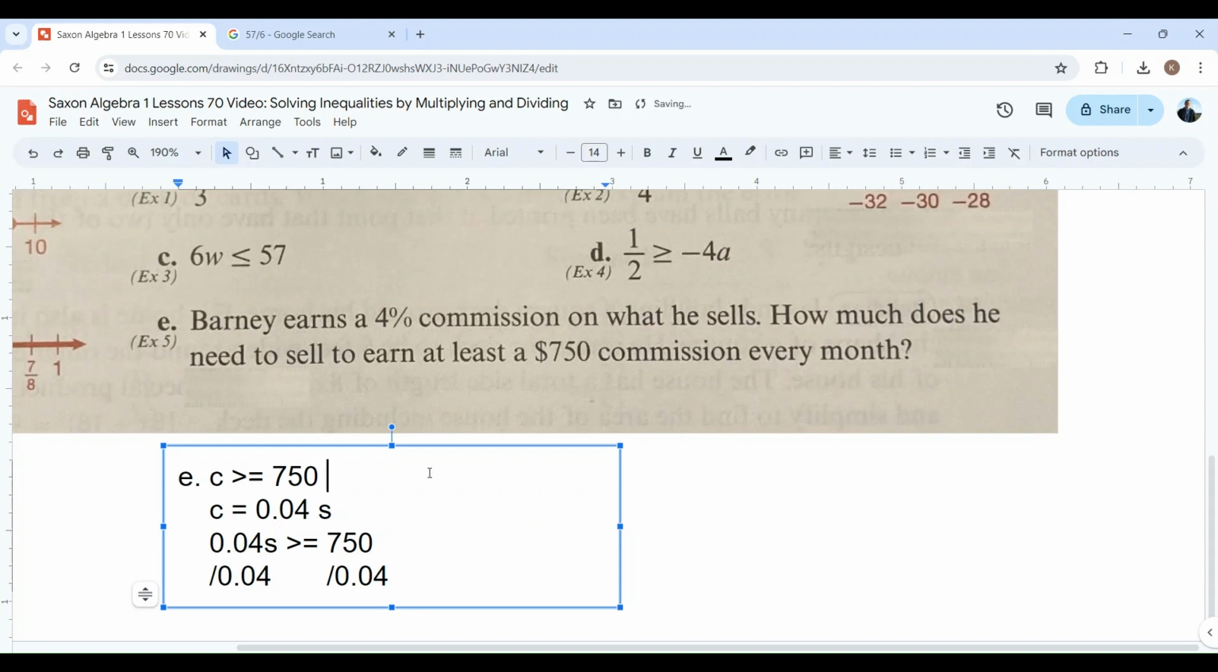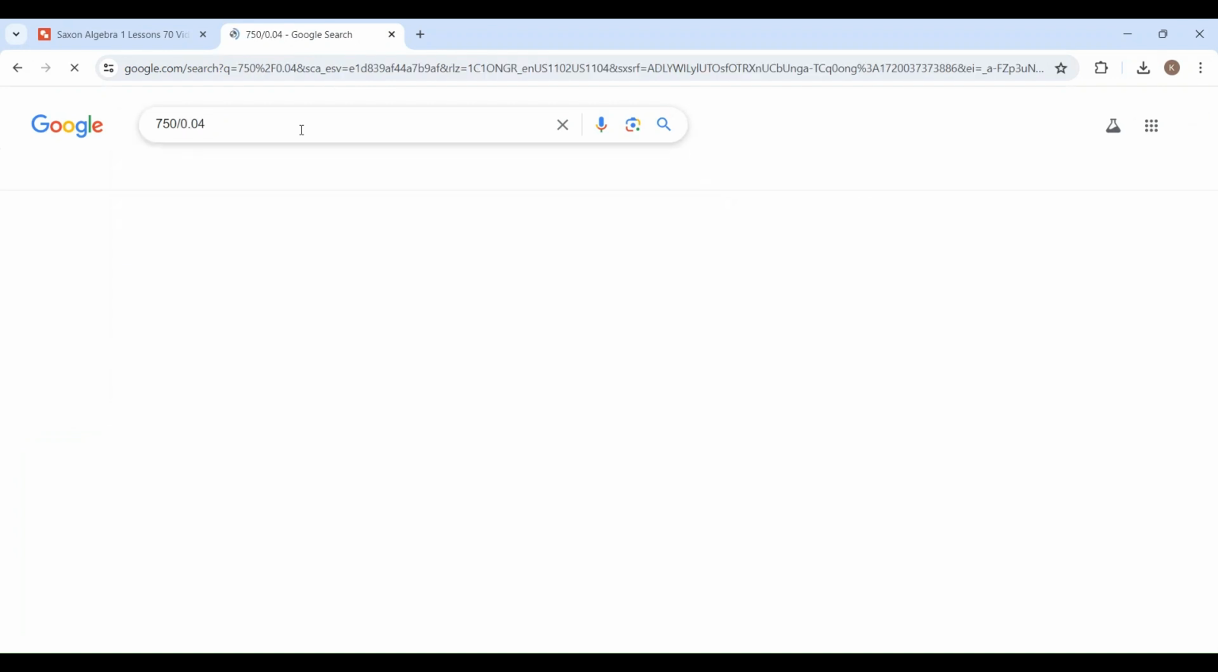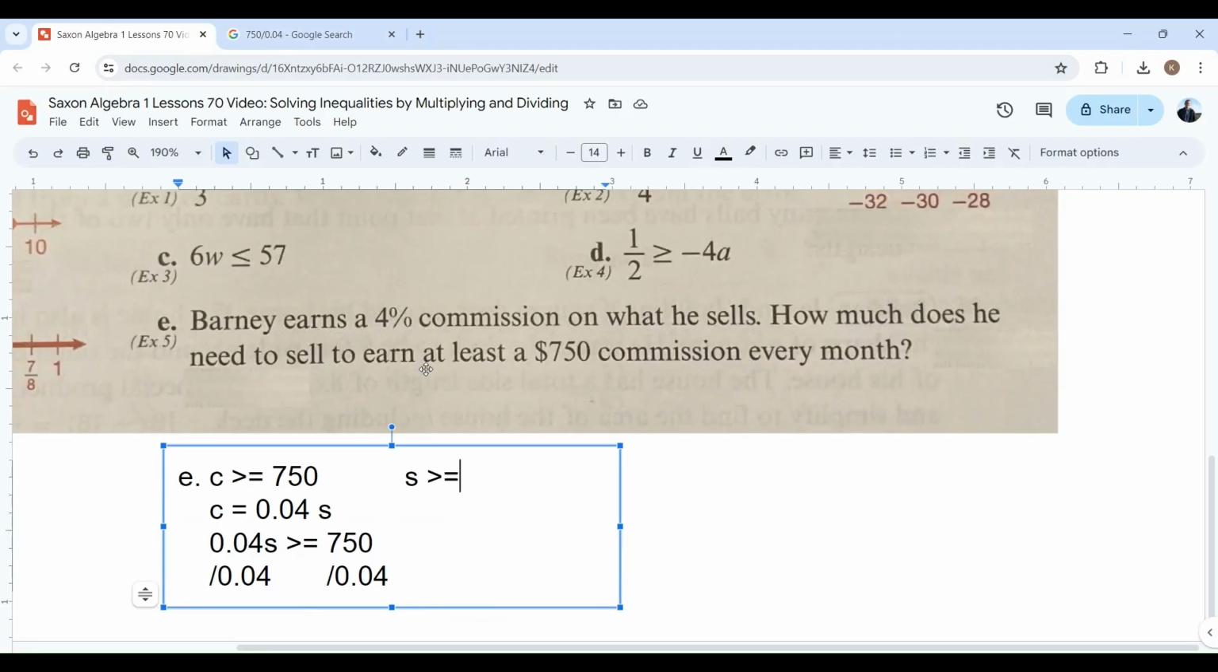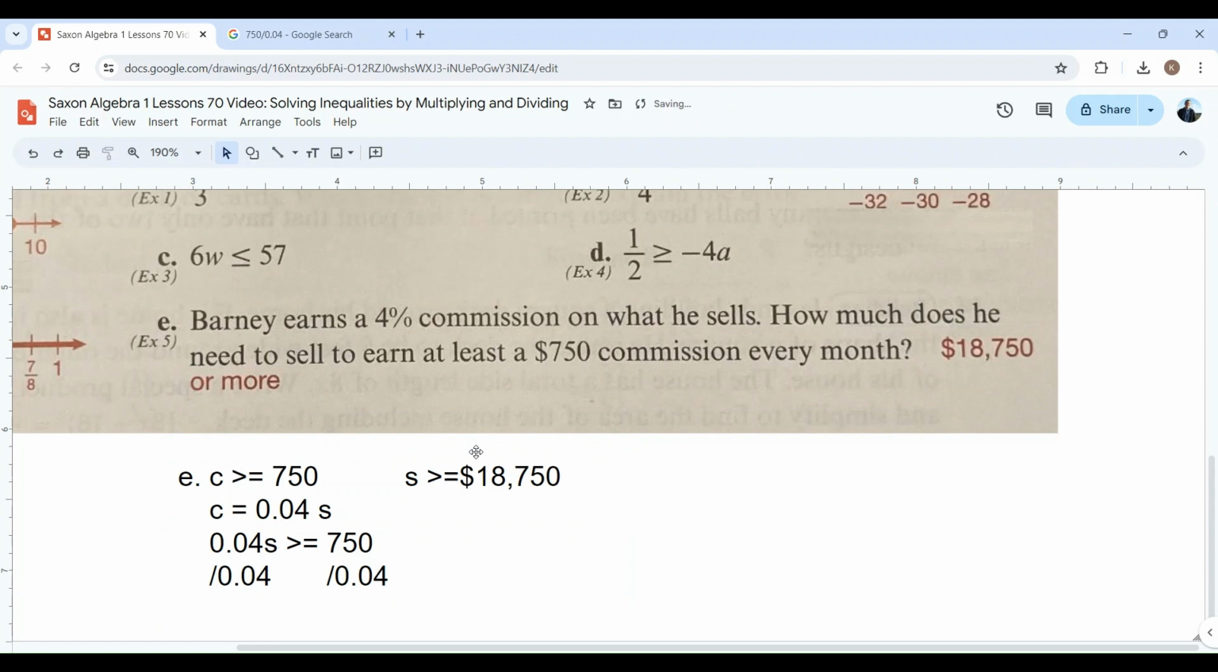So when I divide by 0.04, I'm going to get S is greater than or equal to whatever 750 divided by 0.04 is. I'm going to need a calculator for that. 750 divided by 0.04 is 18,750. He needs to sell $18,750 worth of stuff to get a $750 commission. I hope he's selling cars, because otherwise that's going to be tough. Let's just make sure we got that right. Does he have to sell greater than 18,750? Yes, $18,750 or more. It could be equal to, because at least means it could be exactly 750 or more, right? So greater than or equal to is correct.